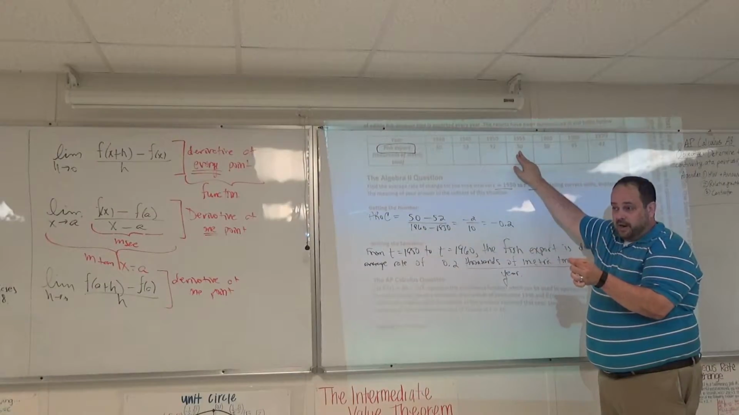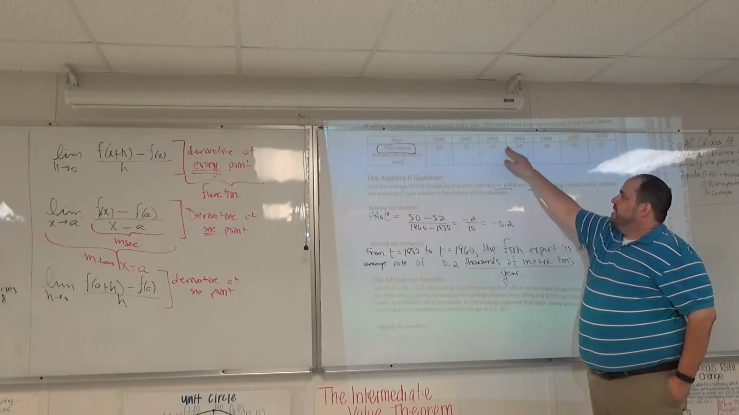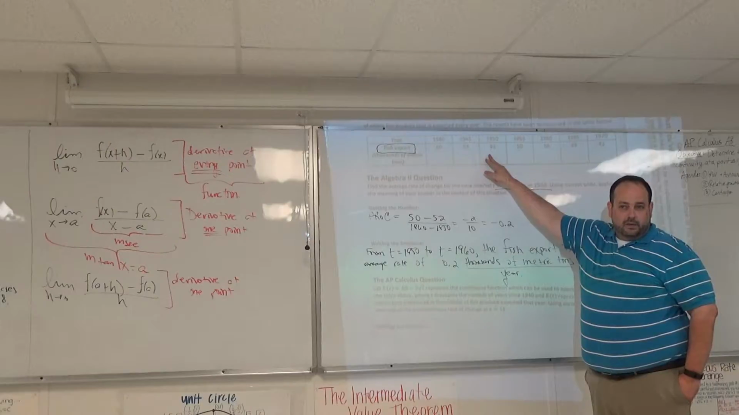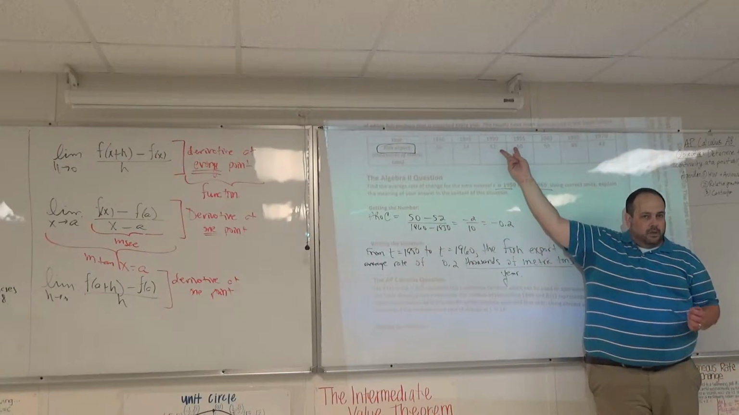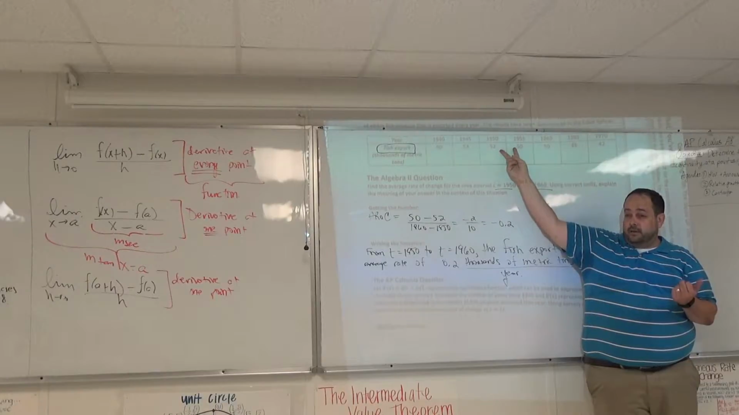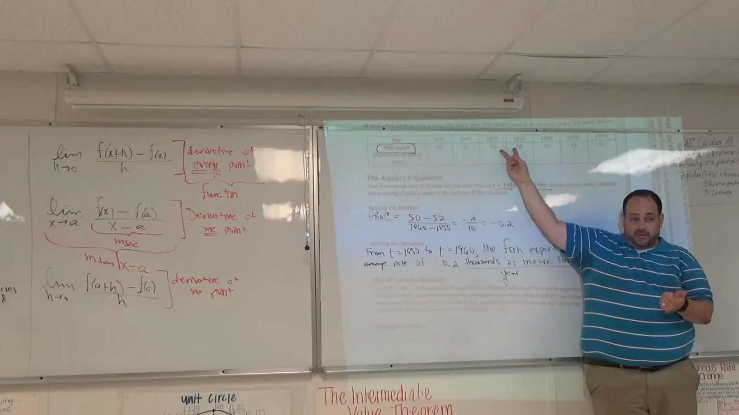We don't have that right now. What you do have though is this point over here at 1950. What if you found the slope between those 2 points? Pretty cool. That would give you an approximation, because what you'd be using is a secant line approximation.